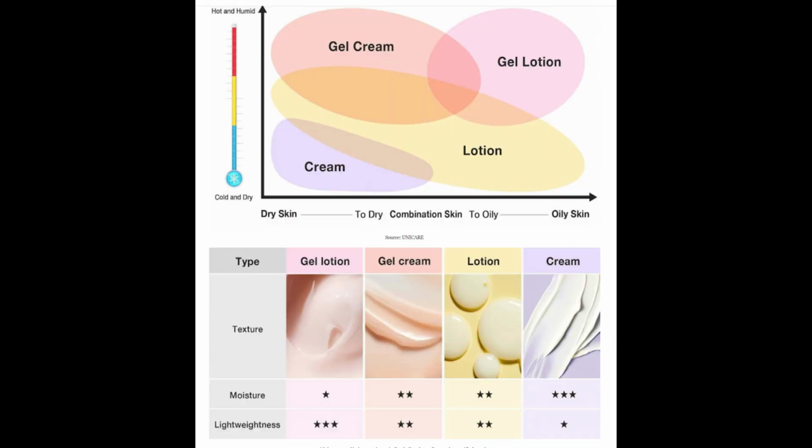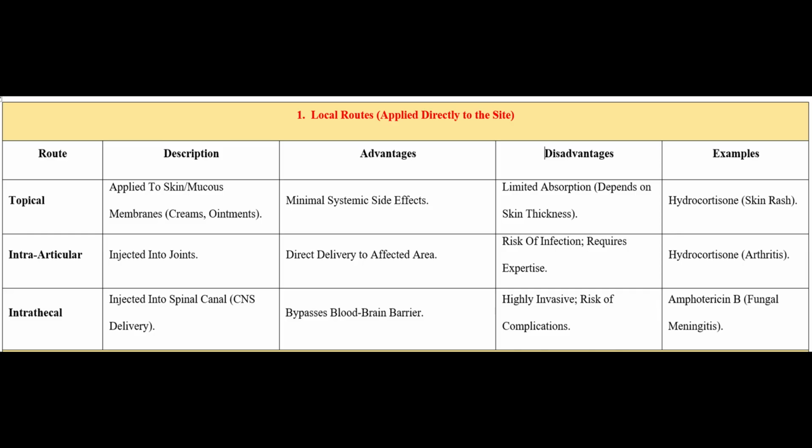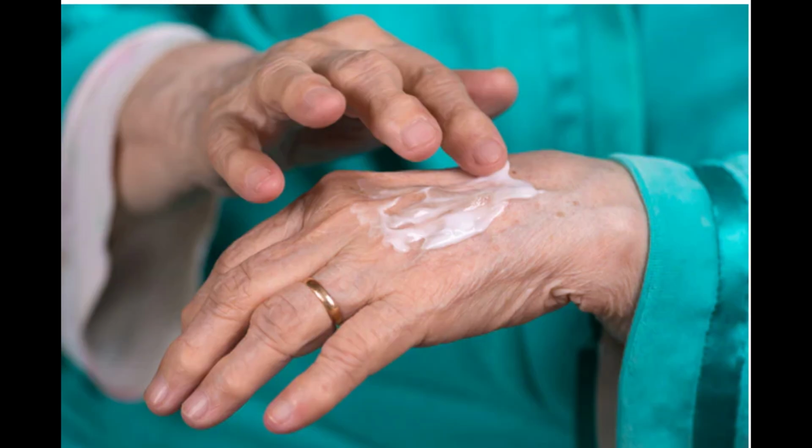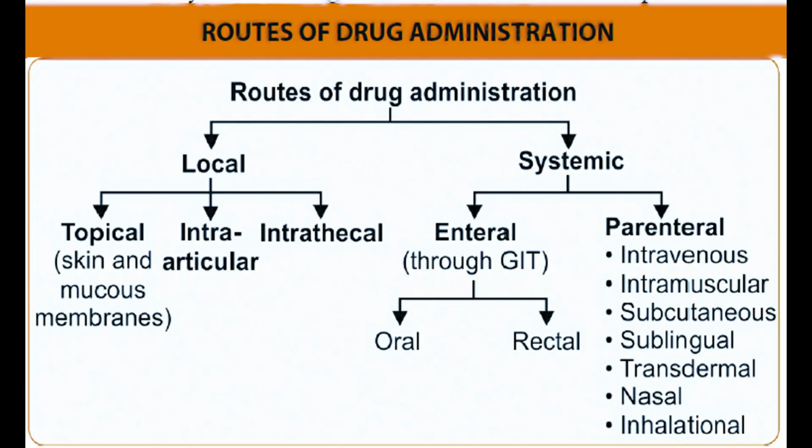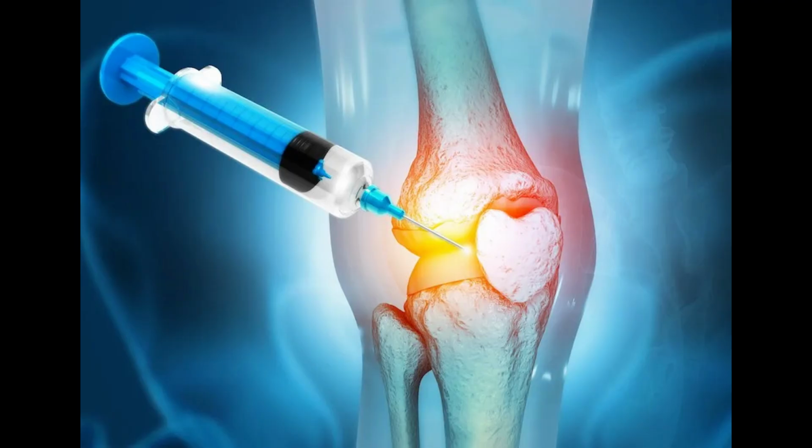This route offers minimum systemic side effects, as the drug mostly stays where it's needed. The absorption depends upon the skin thickness. The thinner the skin, the higher the absorption. Coming to the second type under the local routes of drug administration is the intra-articular route. Here, the drugs are injected directly into the joints. It allows targeted delivery to the affected area, ideal for joint conditions like arthritis.